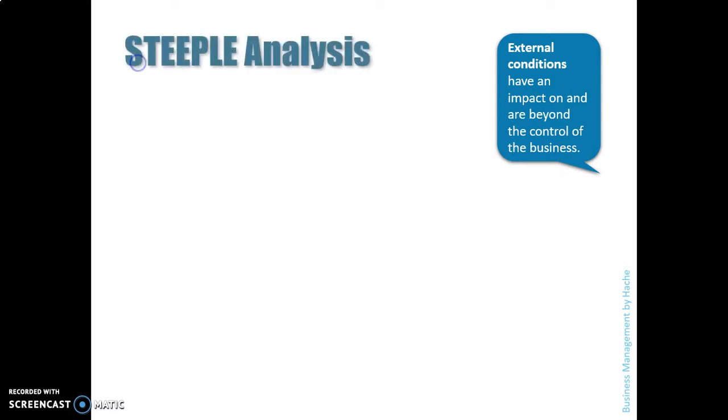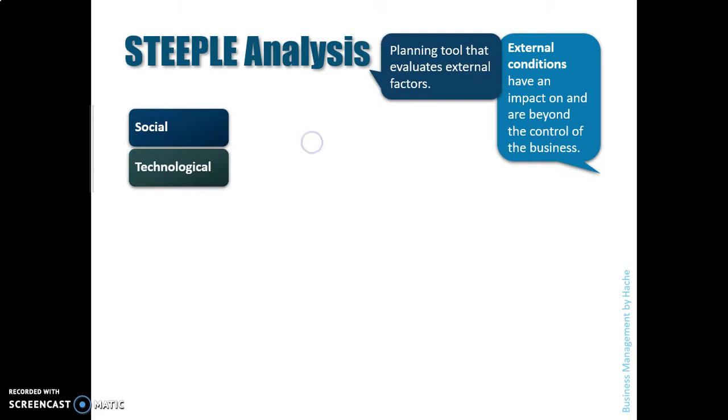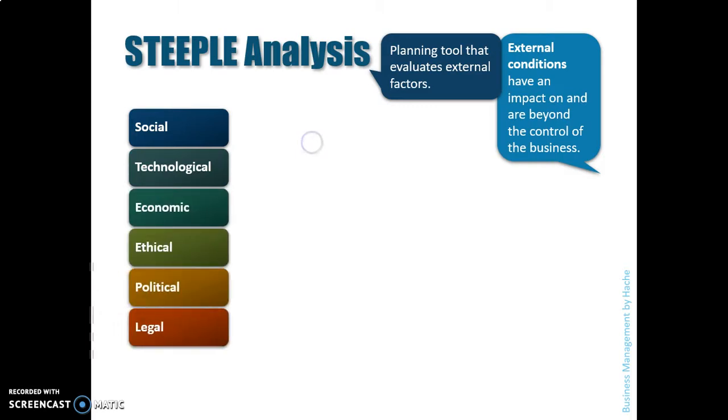So in order to analyze and understand and get ready for these external conditions, we have the STEEPLE analysis, which is a planning tool that evaluates external factors. The name itself is an acronym, and it represents each of the 7 external factors we take a look at in order to understand the external environment and to get ready for it. So let's take a look at them. These factors are social, technological, economic, ethical, political, legal, and ecological.